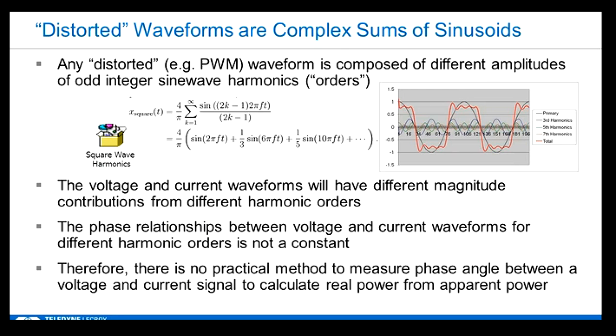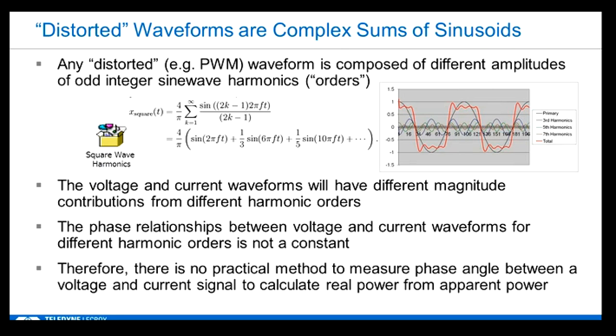That waveform contains a fundamental, and then it contains a third harmonic, a fifth harmonic, a seventh, a ninth, and so on. When I sum all those up in their different magnitudes, I get something that looks like this. If I had gone out to the 70th harmonic, then I'd get something that looked more like a perfect square wave.